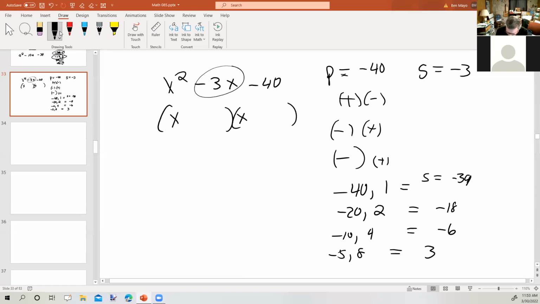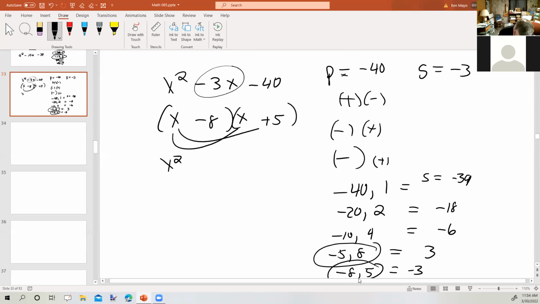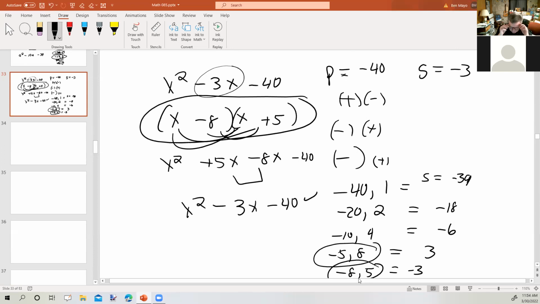But remember, we needed to have a bigger negative. Well, how can I turn that into a negative 3? By using a negative 8 and a positive 5. Do you see how that worked? Any questions there? Okay, so again, x squared plus 5x minus 8x minus 40. Combine like terms, x squared minus 3x minus 40. Okay.